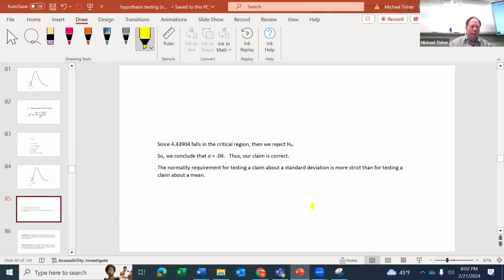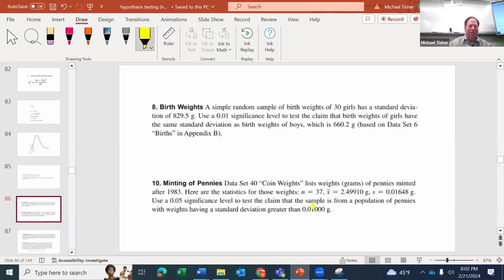So, yeah, that's what we get there. Okay, ready to see the shortcut? Let's do a shortcut. We're going to do birth weights.